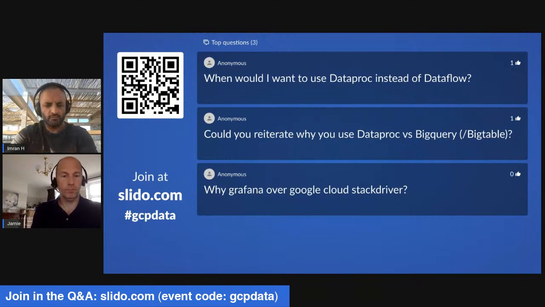Okay, and why Grafana over Google Cloud Stackdriver? A good question. I'm not really sure about that one. Offering Grafana enables us to tailor the experience a little bit better, and it's a technology that a lot of people were familiar with already because we were already running Grafana on our on-premises infrastructure. So in order to maintain consistency between those two things, we chose to use Grafana. But that said, we do offer our data engineers access to Stackdriver as well. So they do have the option to use Stackdriver should they need to.